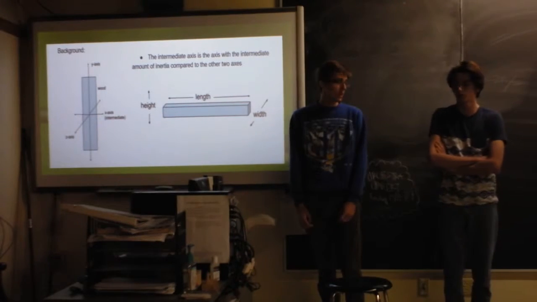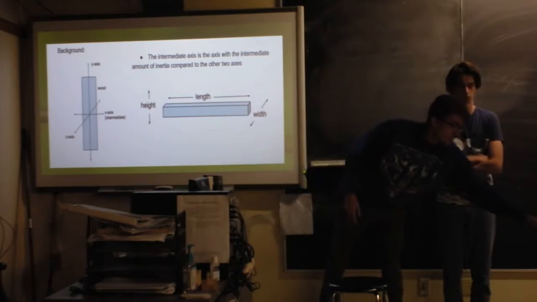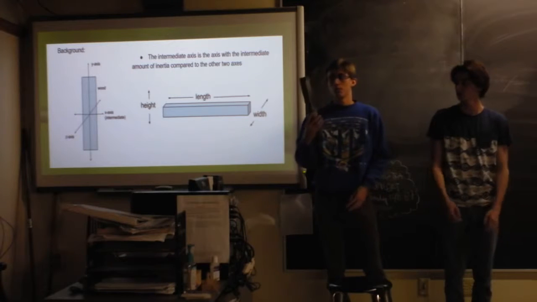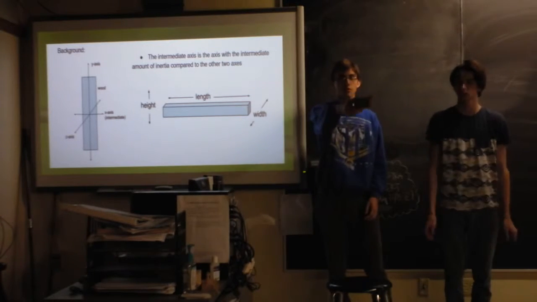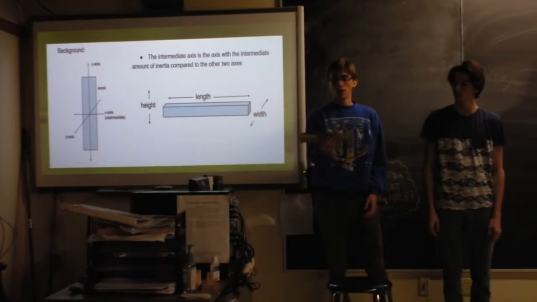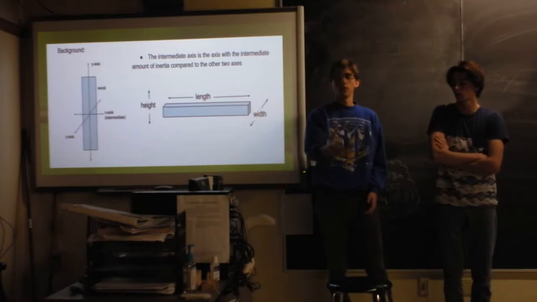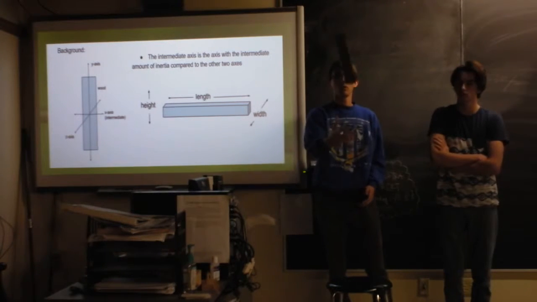And after some research, we learned about the Intermediate Axis Theorem. If you take this bad boy, you'll see that there are three axes on which you could flip it. There's this way, nice and smooth, and then this way, and then there's also this way, in which it, did you guys see how it turned in the air?